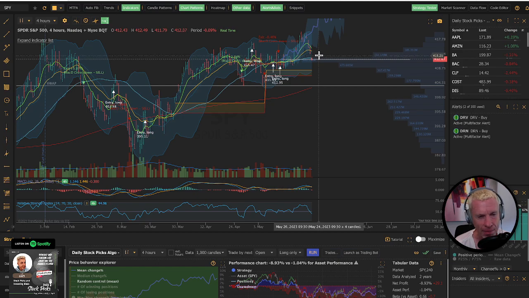Right now, there is a gap between 413 and 414. It's not a huge gap. You do have this gap to fill between 408 and 407. My assumption is we fill that one on this way down.